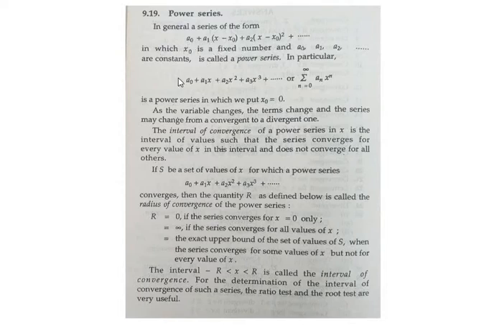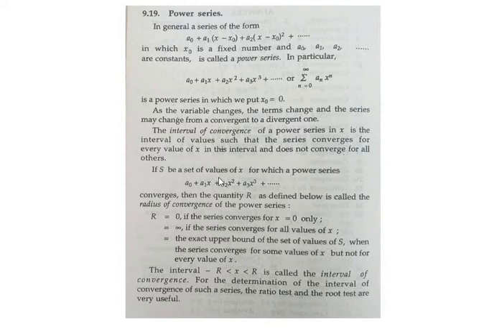A simpler notation of a power series is summation n equal to 0 to infinity a_n x to the power n. This is also a power series, if we put x0 equal to 0. As the variable changes, the terms change and the series may change from a convergent to a divergent one. The interval of convergence of a power series in x is the interval of values such that the series converges for every value of x in the interval and does not converge for all others.